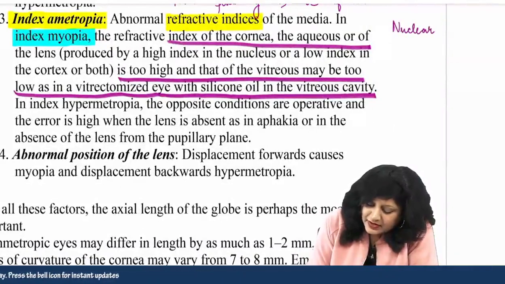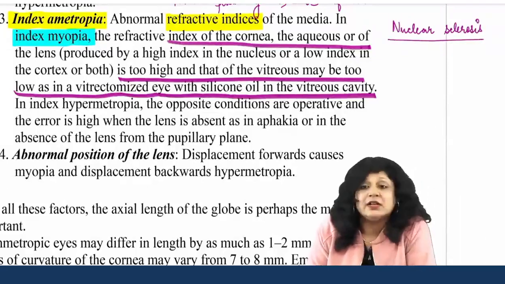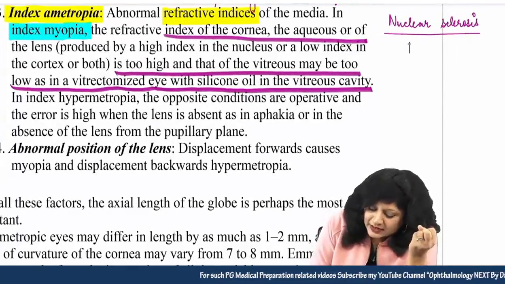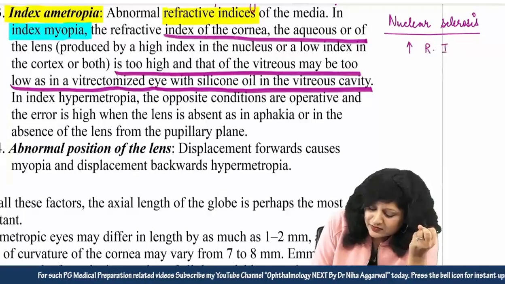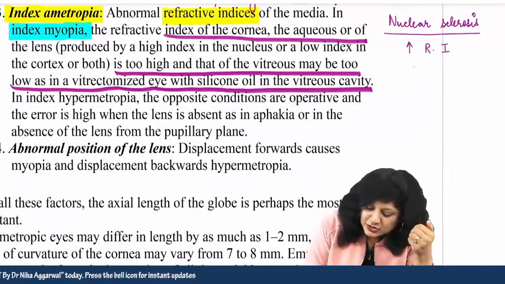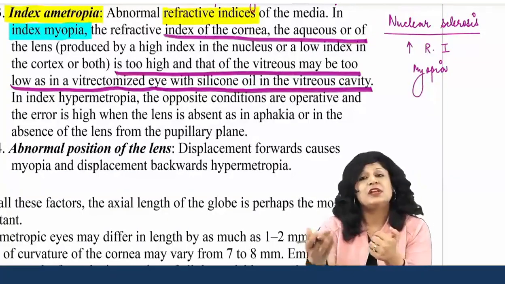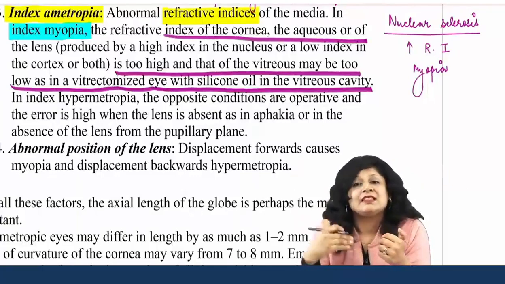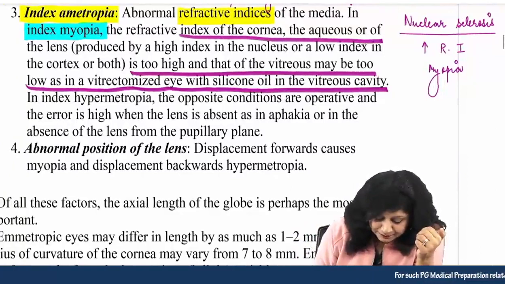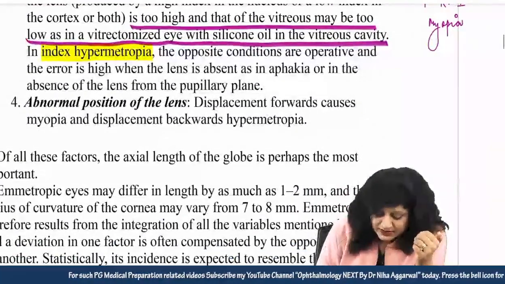There is a very good example of index myopia if you remember nuclear cataract, or nuclear sclerosis. In nuclear cataract, what happens? There is a hardening of the nucleus. So due to the hardening, there is an increase in the refractive index. More refractive index means more power, and therefore it will shift the refractive status towards myopia. Similarly, those conditions which lead to a decrease in the refractive index will shift the refractive status towards hypermetropia.